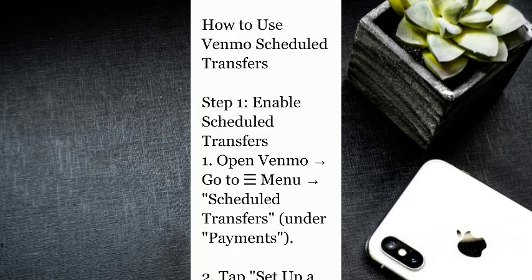The first step you need to take is to enable scheduled transfers. How do you do this? Open up your Venmo, tap on the three lines, which is the menu icon. Tap on Scheduled Transfers. You see it under Payments.